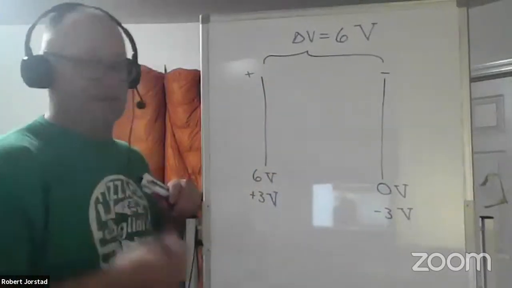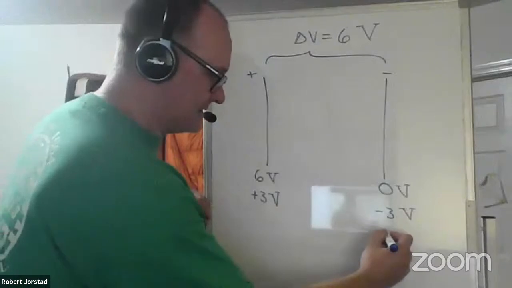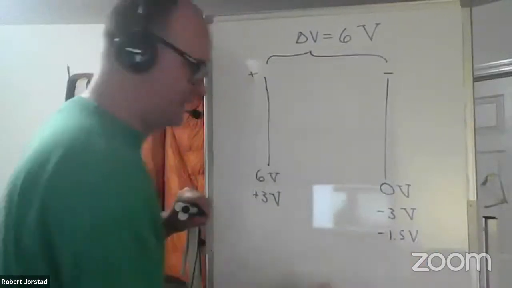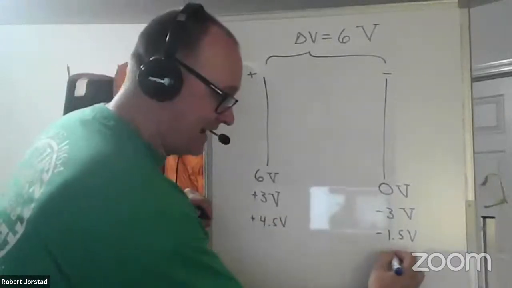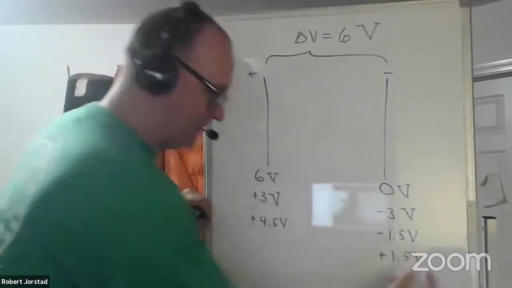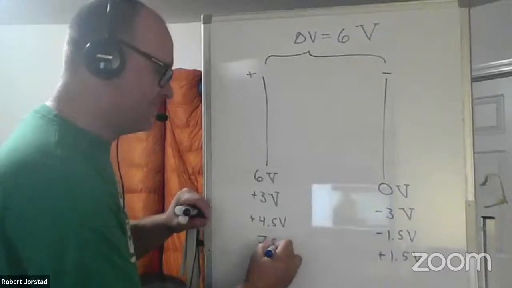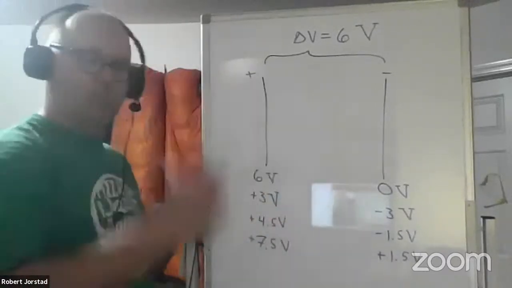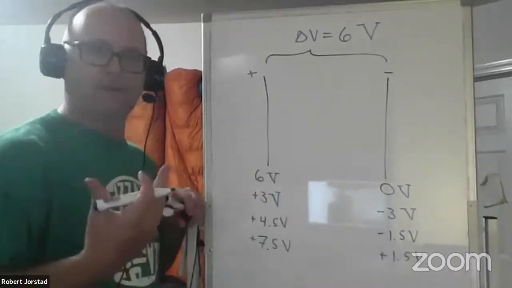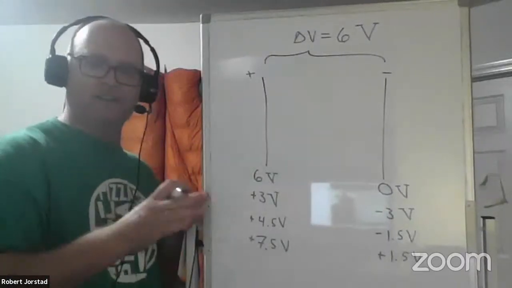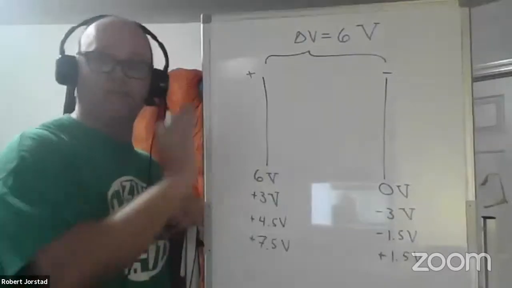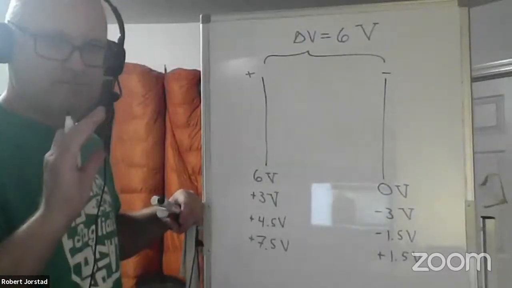Or you could put it anywhere you want. You could say this is negative 1.5 volts, and then that would make this plus 4.5. Or you could make this negative terminal positive 1.5 volts, and then this would be 7.5. Basically, you could call whatever number you want 0. And then what matters here for parallel plates, what I'm trying to emphasize, is just the change in voltage. Maybe that's overkill.